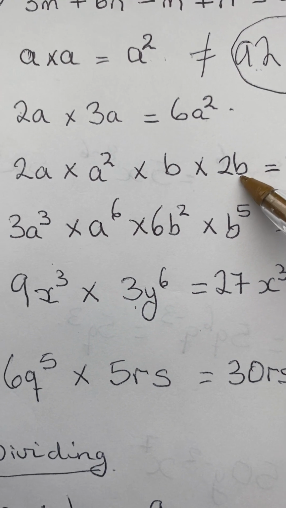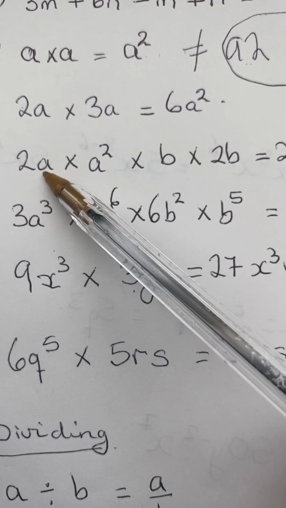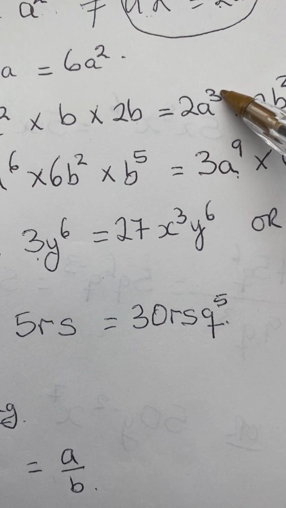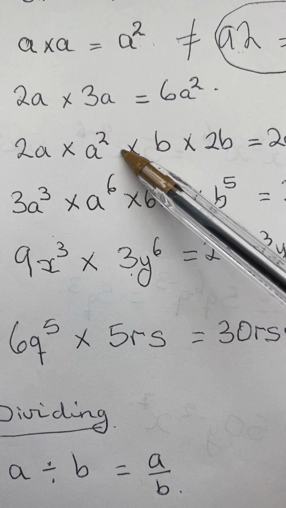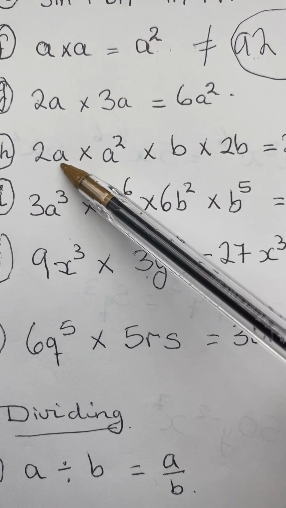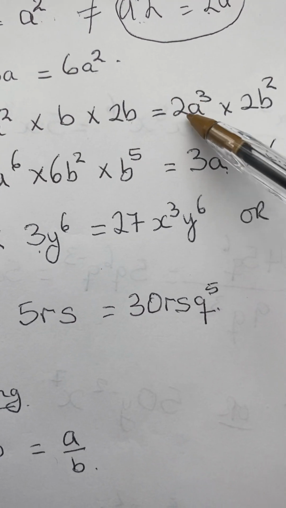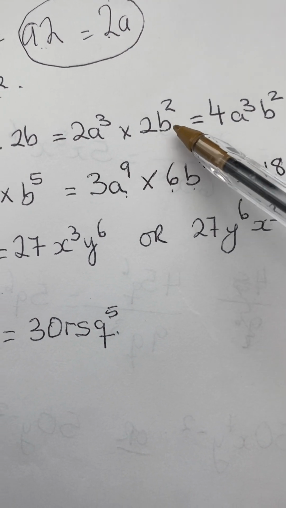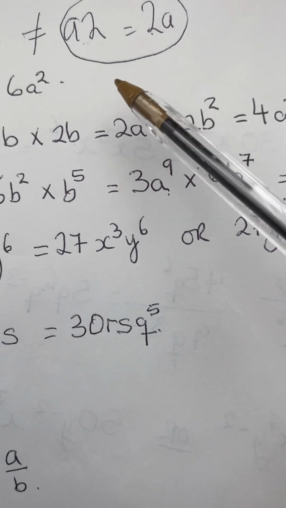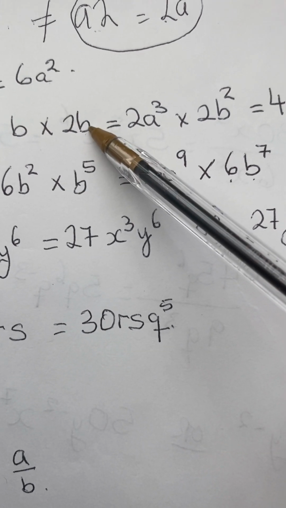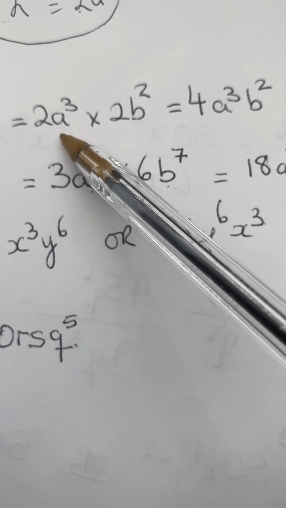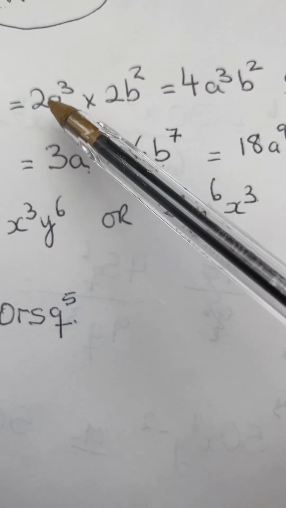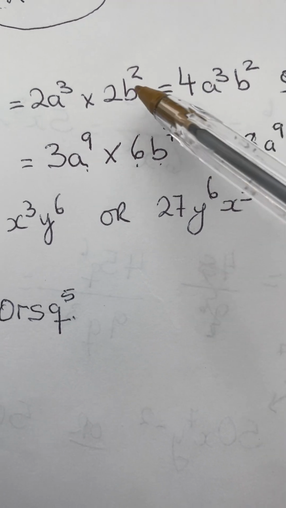Remember again, we are multiplying as we did yesterday. So 2A times A squared will give us 2A cubed, because this is A times A as here. So we have another A, so we are multiplying, so this will become 2A cubed. B times 2B will be 2B squared, because here we have B and B. Now look at it carefully. 2 times 2 is 4. We are not adding, we are timesing. A cubed, B squared.